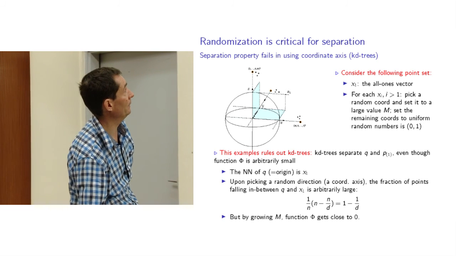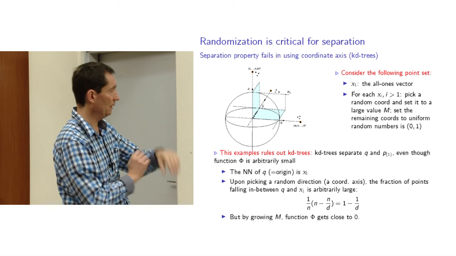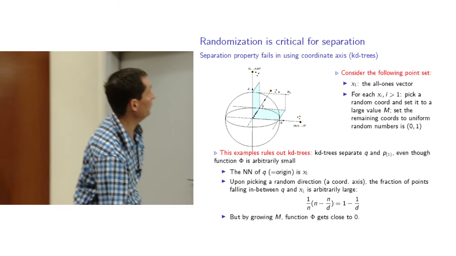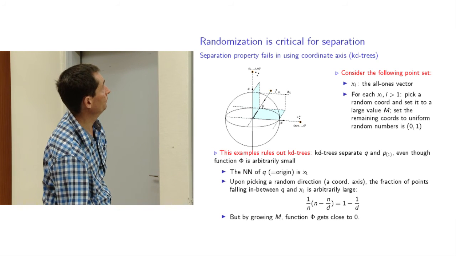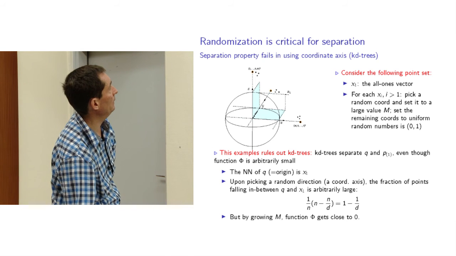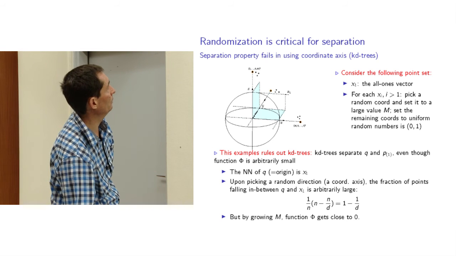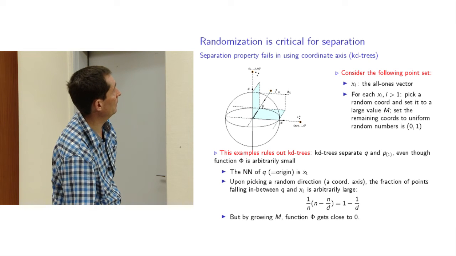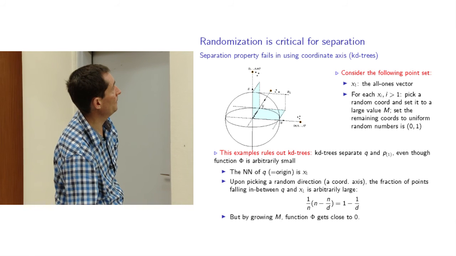And so the example is the following one. We are going to build a database, a point set, such that the query point is at the origin, as usual. So here we are in 3D. x1 is the all ones vector. So let me show you the coordinate axes. This is x, this is y, and this is z. So x1 is a point having all its coordinates equal to 1.